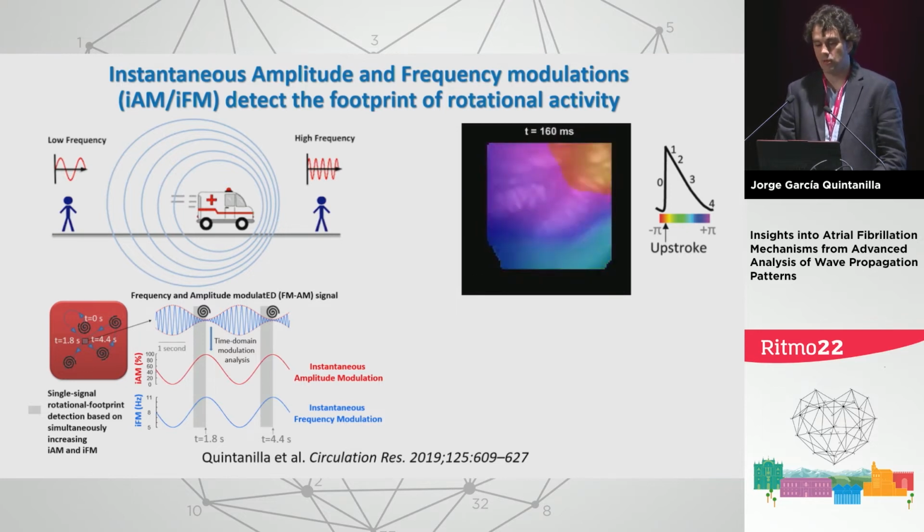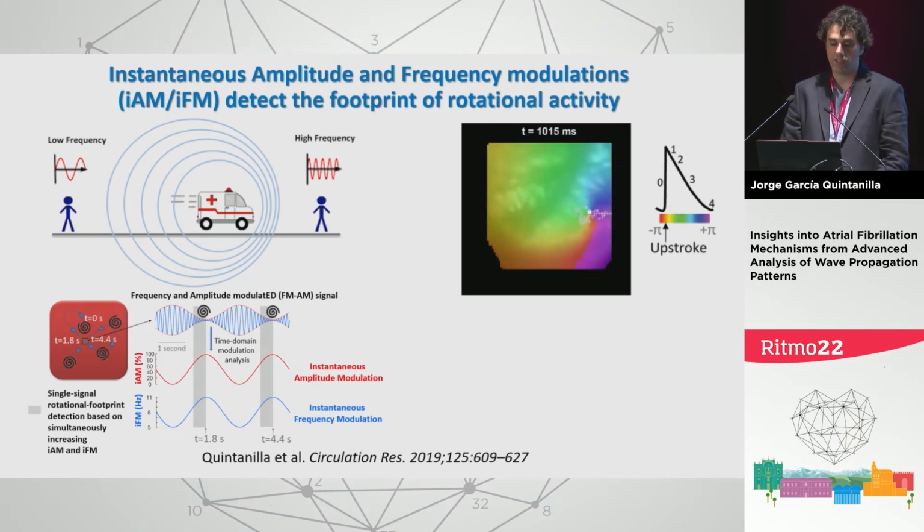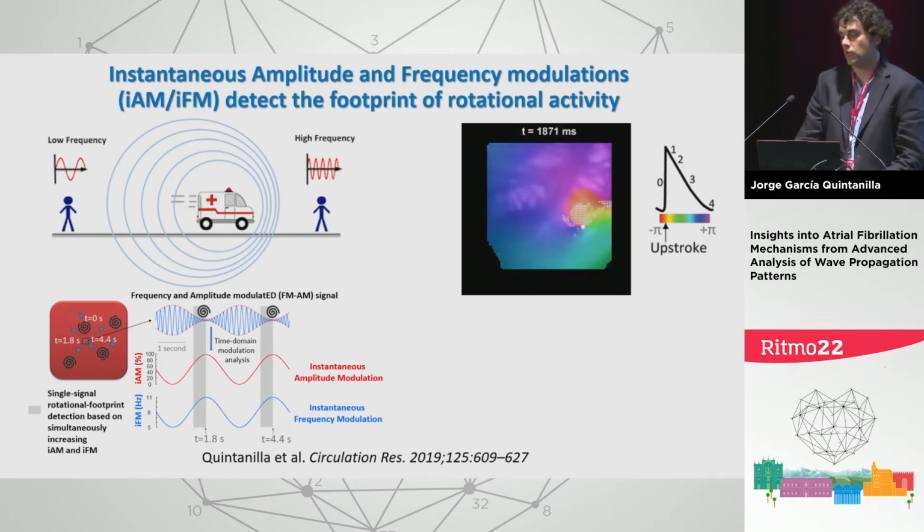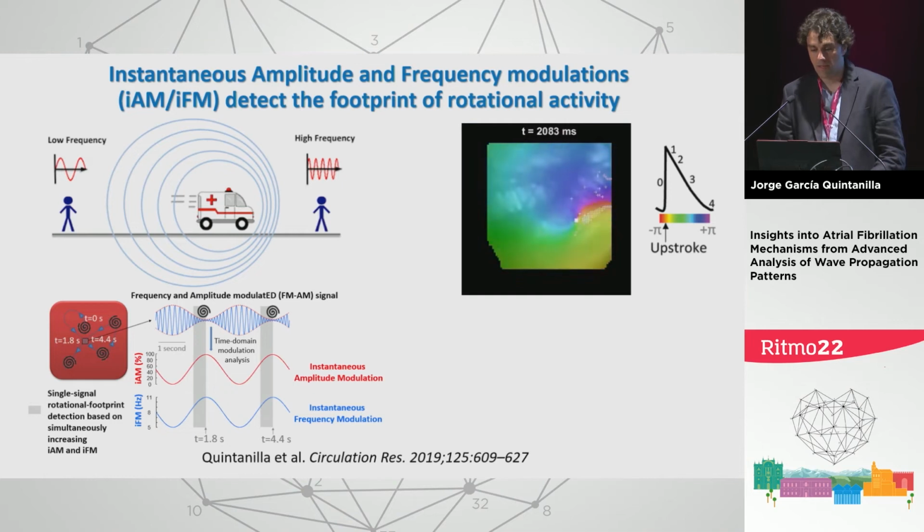Here you can see an example of a rotor drifting across the left atrial appendage of a pig heart with persistent AF. The white pluses that you are going to see are the locations where simultaneous increases in amplitude and frequency modulations are taking place. Note that they anticipate the rotor passing through those locations later. All the calculations are performed for the signal in each pixel individually, and that is why this approach works well even with low spatial resolution.